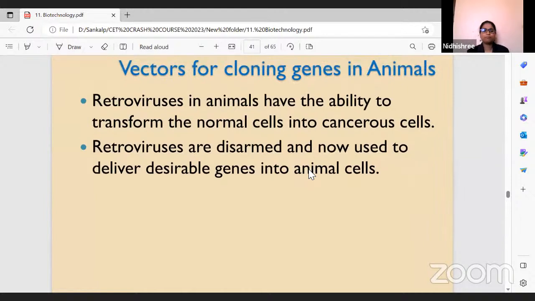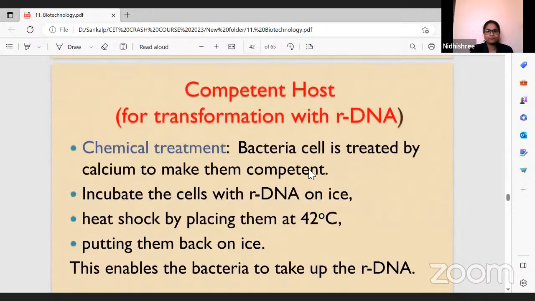The main important point: retroviruses in animals have the ability to transform normal cells into cancerous cells. Then retroviruses will be disarmed, meaning the pathogenicity gene will be removed from them, and now we will use them to deliver the desirable gene into the animal cell. Retroviruses, okay?